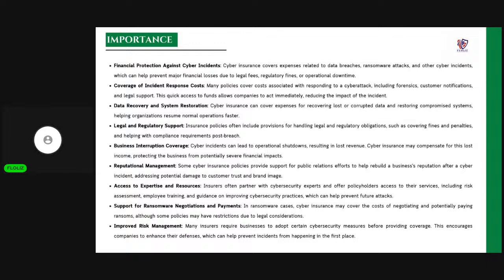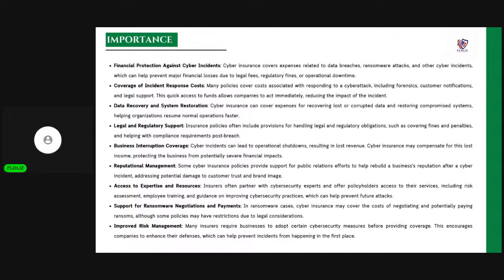Also, some policy related to cyber insurance will cover the costs associated with responding to the attack. Maybe the forensic investigator, maybe notifying customers, maybe the legal support. So sometimes you need to read in great detail some of these agreements you sign when it comes to cyber insurance, to see if these things are clearly addressed.